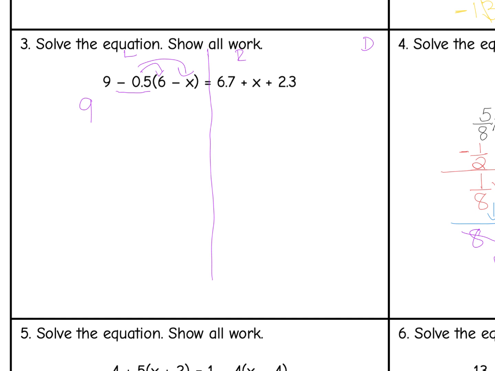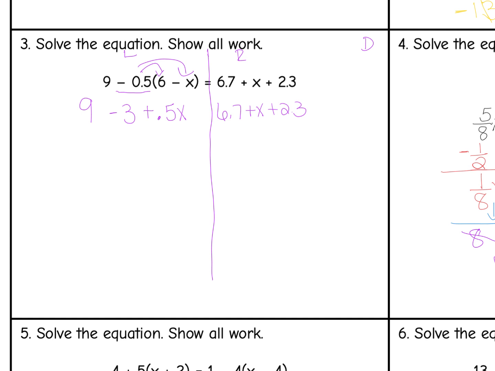So -1/2 of 6 leaves me with -3. And then I have -0.5 times -x. Negative times a negative is a positive. -0.5 times a -1x. So -0.5 times -1 is just a positive 0.5x. Okay. Right side, nothing to distribute. So I'm simply just going to bring that down and rewrite it.